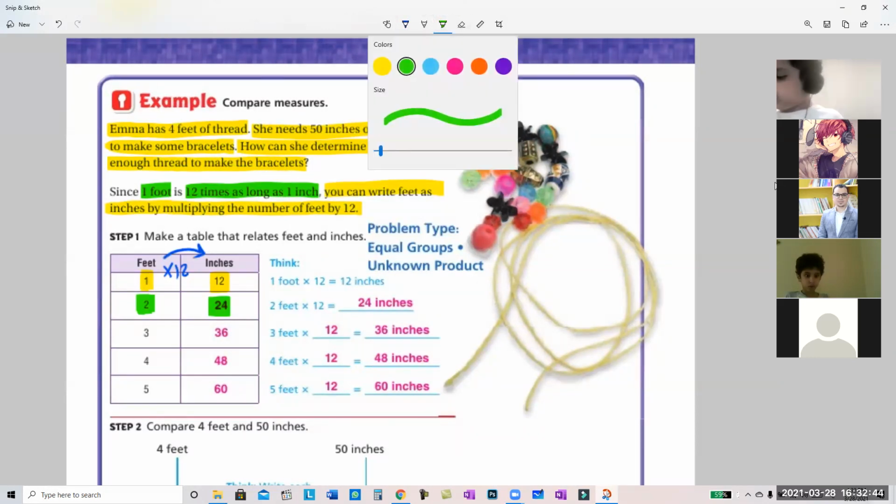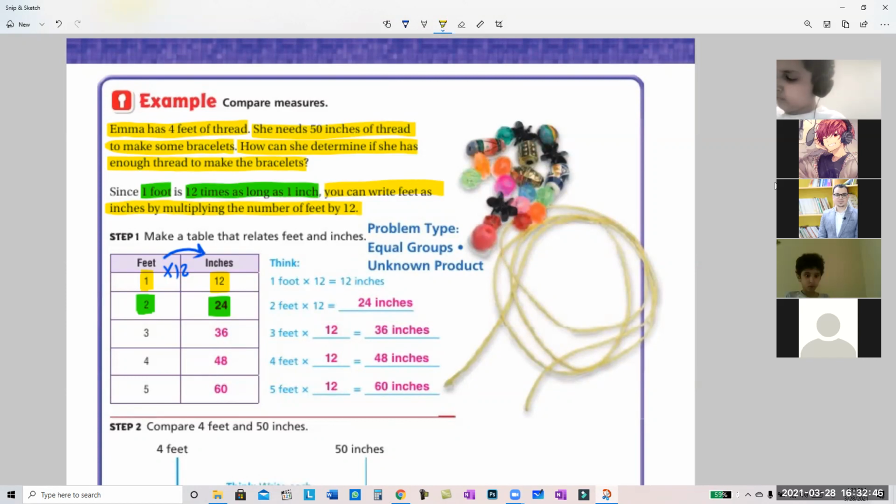So we're going to multiply the number of feet by 12 to give us the number of inches. So 3 feet equal 36, because 3 multiplied by 12 equals 36. So 3 feet is equivalent to 36 inches. What about 4 feet? 4 feet is equal to 48 inches, and 5 feet equal 60 inches. So that's how we can convert from feet to inches.